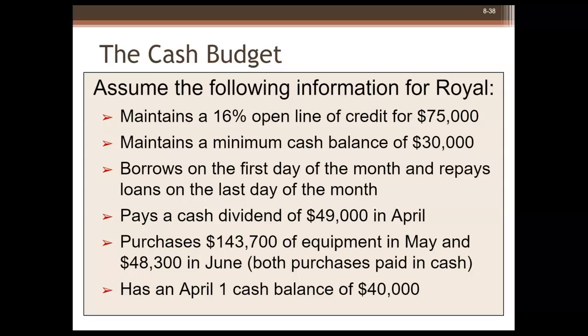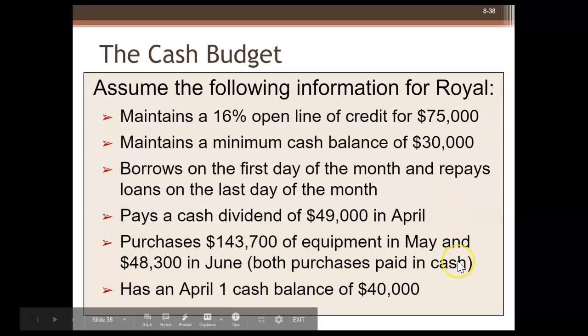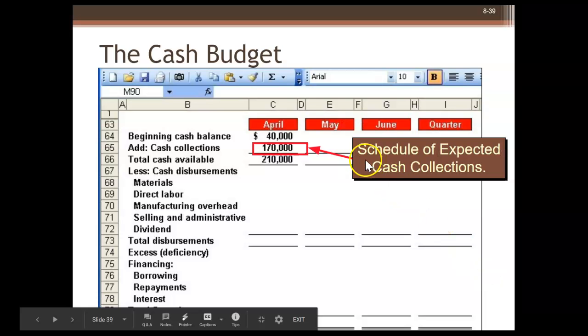They paid a cash dividend of $49,000 in April, but we're not going to worry too much about that. That'll be given to us. They purchased some equipment in May and June. That'll be given to us, and we're not going to worry too much about that. But they do have a beginning balance of $40,000. Let's take a look at what that looks like.